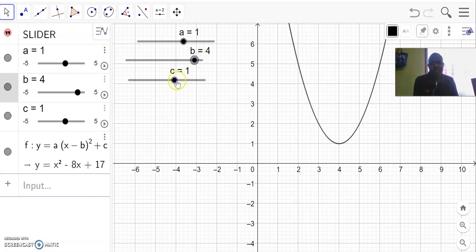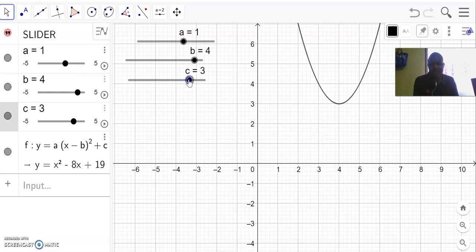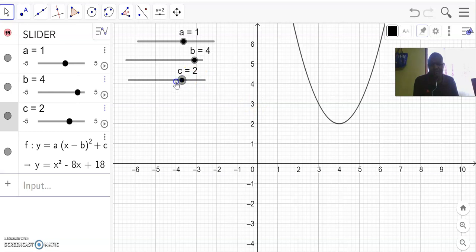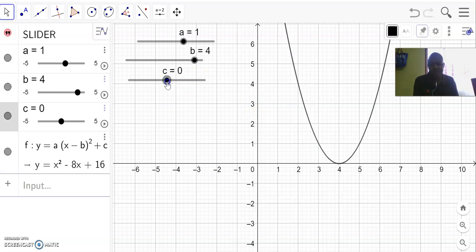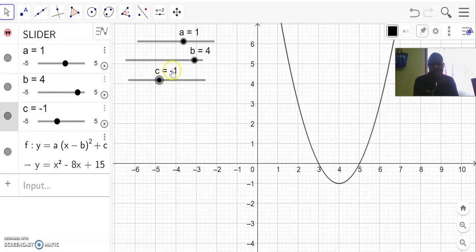When we move to point C, the constant C, we want to see how it affects the curve. Look at C. The curve is moving up. C is equals to 4. Look at where it is. C is equals to 3. Look at the value of y. Let us move to the negative 1. C is equals to negative 1.